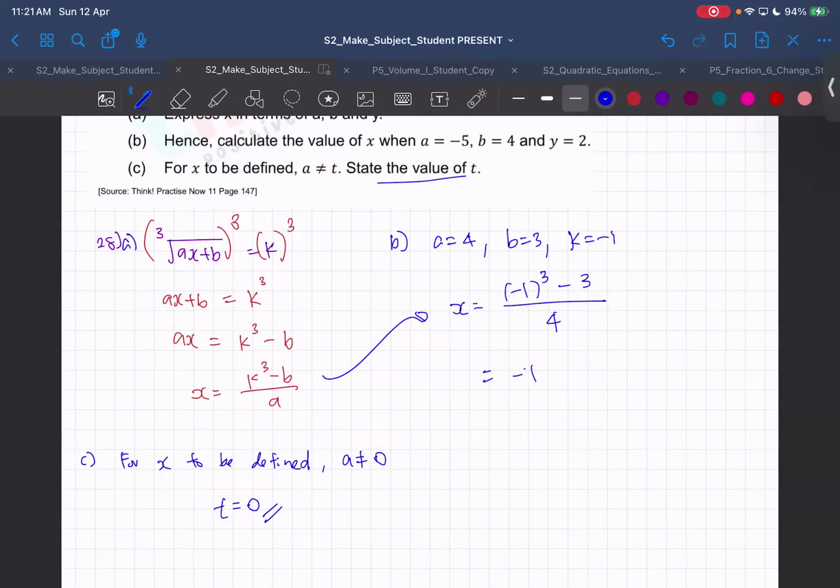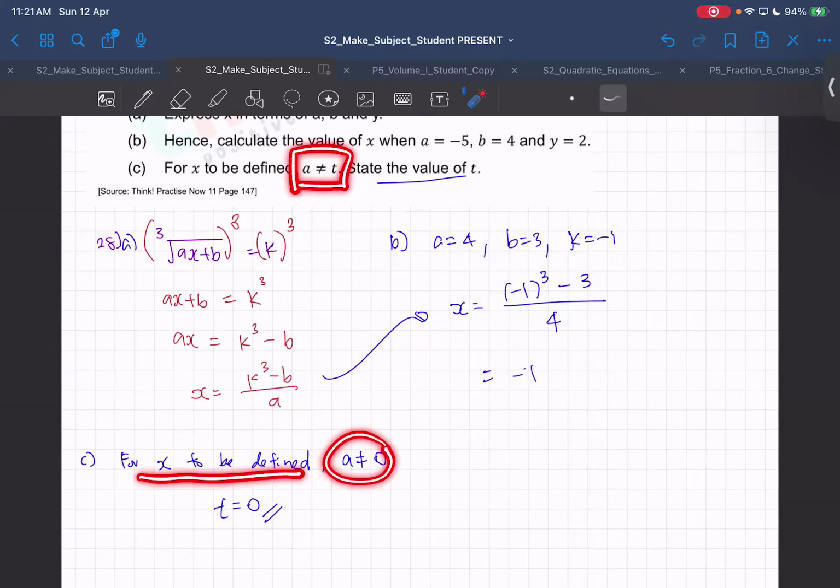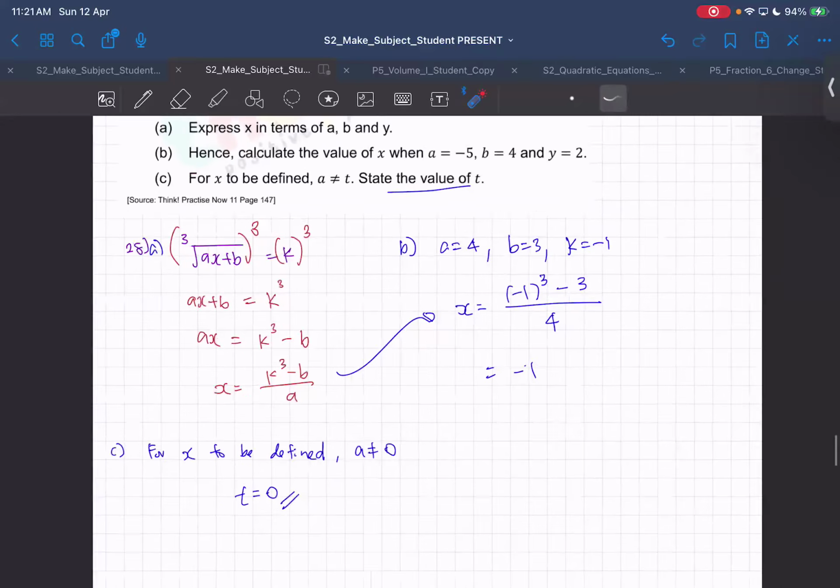They ask you what is the value of T. So you just need to find, in order for X to be defined, my denominator cannot be 0. And then I follow this question. A cannot be T, so it means T is 0, no? Can? Anyone lost? Can?